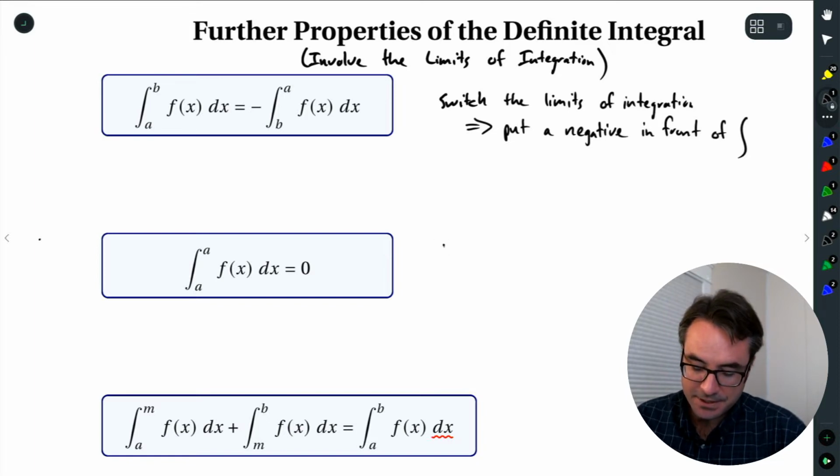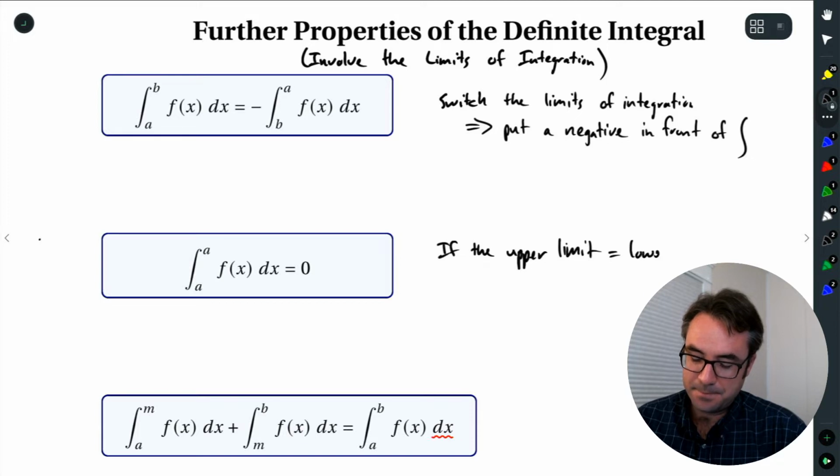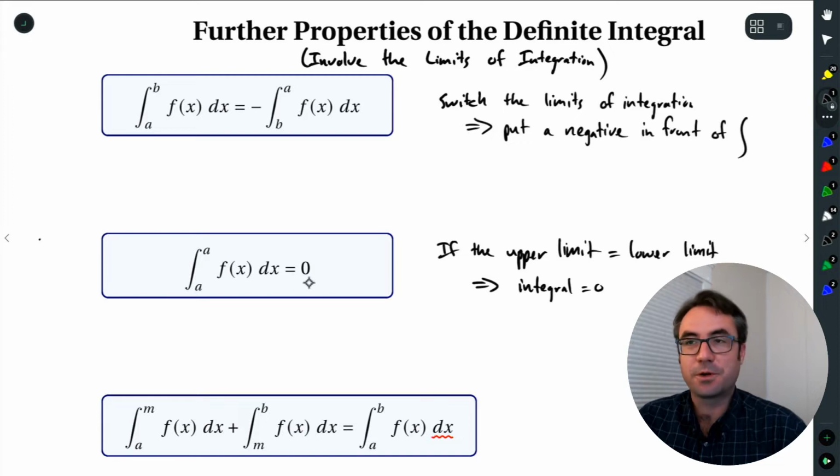So this one tells us if the upper limit is equal to the lower limit of integration, then your integral is equal to 0. No more work required. You can just automatically say, oh yeah, that thing's equal to 0.